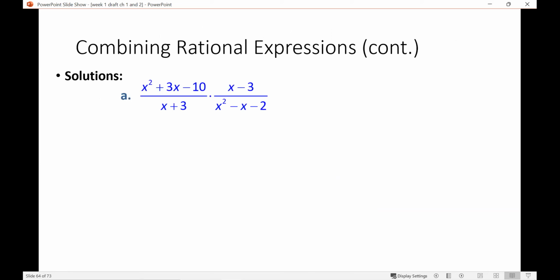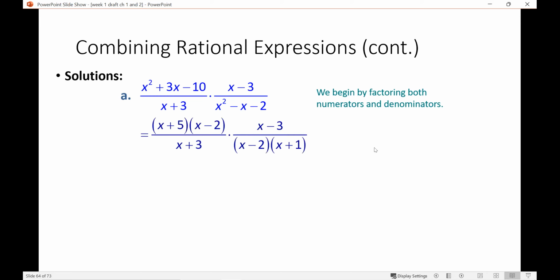So let's go through the first example, multiplication. We've got x squared plus 3x minus 10 over x plus 3, times x minus 3 over x squared minus x minus 2. We begin by factoring both numerator and denominator. And the reason for that is, if we distribute first and do the full multiplication, then we're going to have to factor it anyways and kind of reverse the distributive property in order to cancel any common factors.